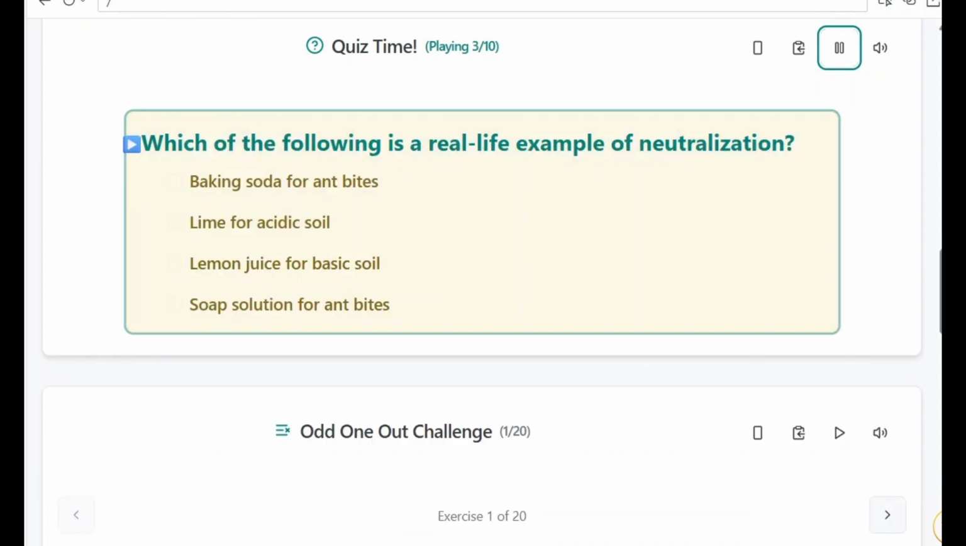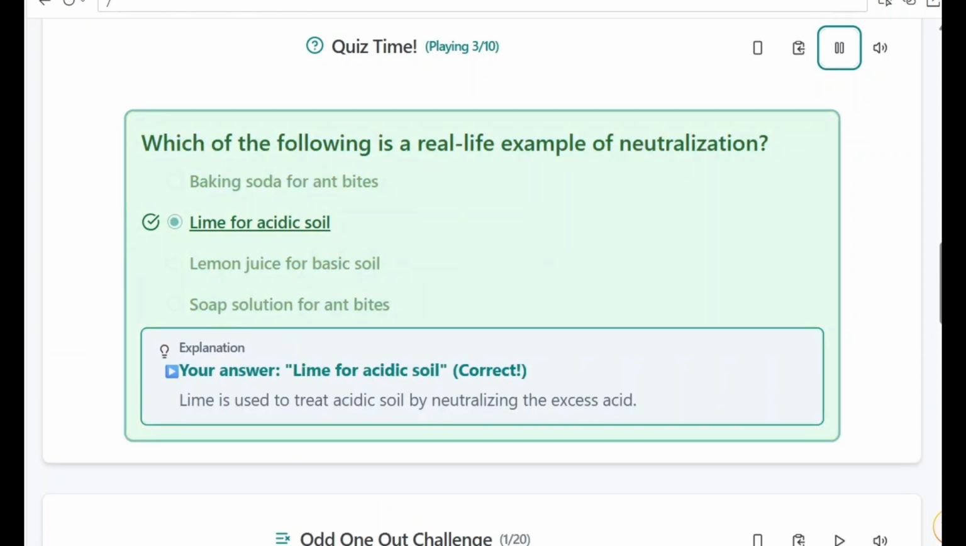Which of the following is a real-life example of neutralization? The correct answer is lime for acidic soil. Explanation: lime is used to treat acidic soil by neutralizing the excess acid.